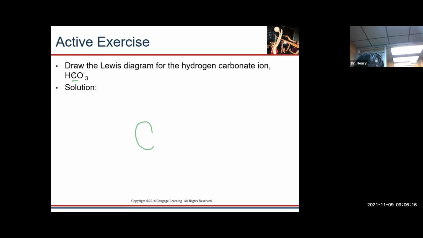And carbon has how many valence electrons? If I remember correctly, it was 4. Hydrogen has how many? And each of the oxygens has, if I remember correctly, 6. Okay, now what does this mean?